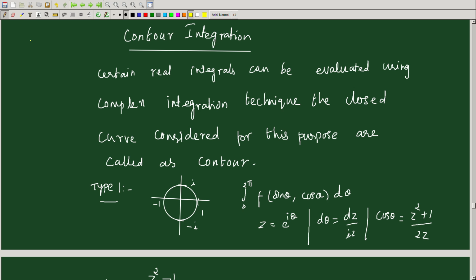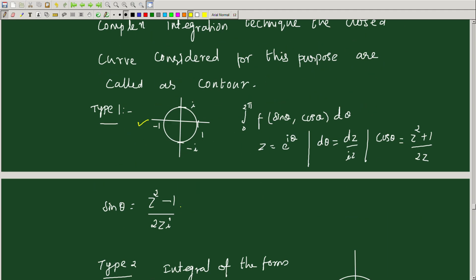Hi, continuation of contour integration. Contour integration means certain real integrals can be evaluated using complex integration technique, actually over a closed curve. That is contour integration. We have three types in total. Type 1 is already completed. It is a unit circle.